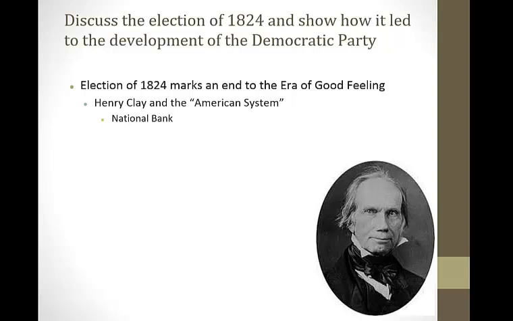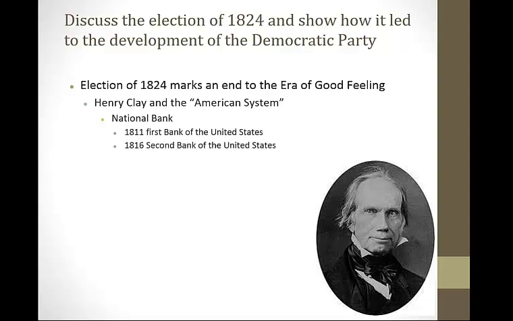And the system had three parts, right? He's trying to lay out a plan to make us economically independent from the rest of the world. The first was the National Bank, which was to provide a sound, uniform financial system. In 1811, the first Bank of the United States' charter is going to expire. Madison, a Democratic Republican, was against the bank and would not renew its charter.